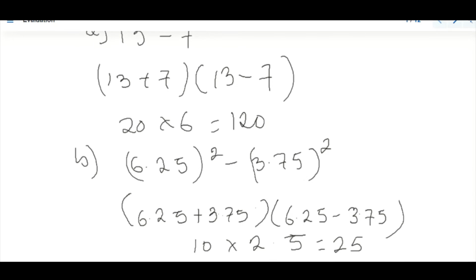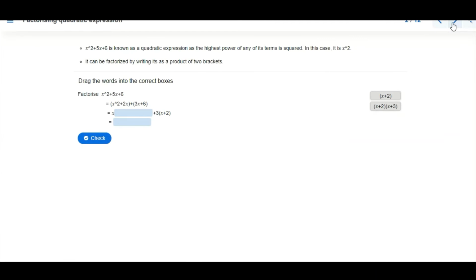If you look at the second one, it is the same thing. We are splitting into perfect squares the given question, which is 6.25 raised to power 2 minus 3.75 raised to power 2. This can be split into a bracket of 6.25 plus 3.75, another bracket 6.25 minus 3.75. When we add 6.25 plus 3.75, we have 10, and when we subtract 3.75 from 6.25, we have 2.5. Now multiplying 10 times 2.5, we have 25, and this gives us the solution to the problem. Now let's look at another example.